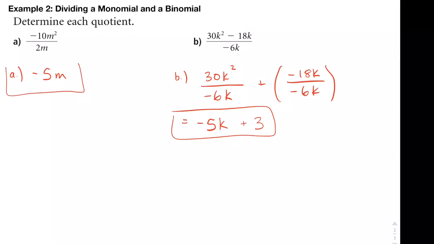Let me know if you have any questions. But the key thing to remember is when dividing, you need to divide each term on top by the term on the bottom. And when dividing by variables, you need to divide numbers with numbers and variables with variables. Just make sure you remember how to divide those variables. And that's it.